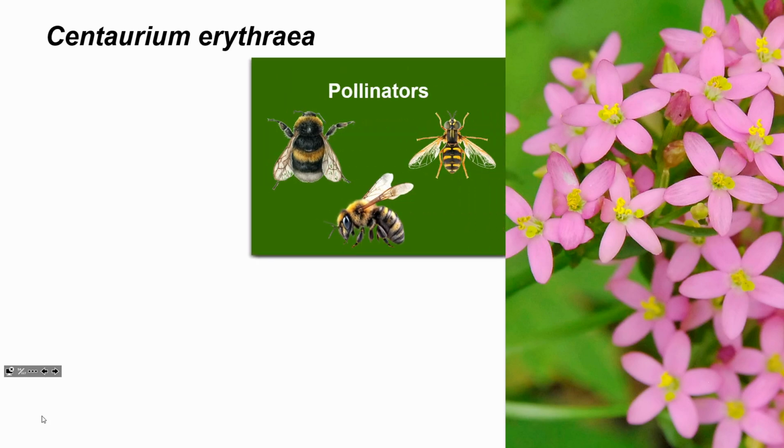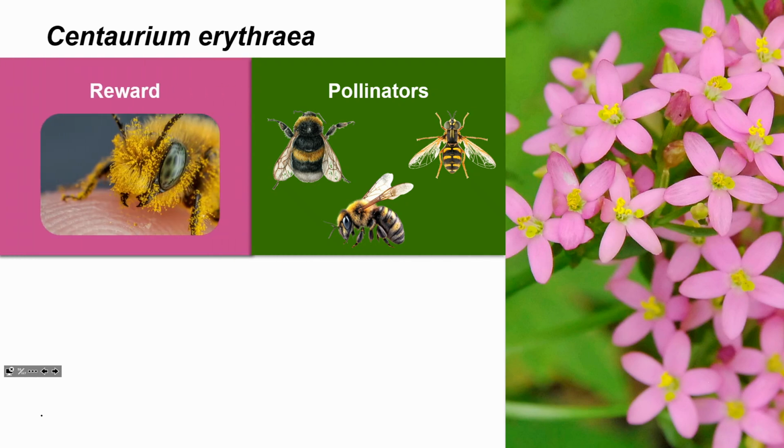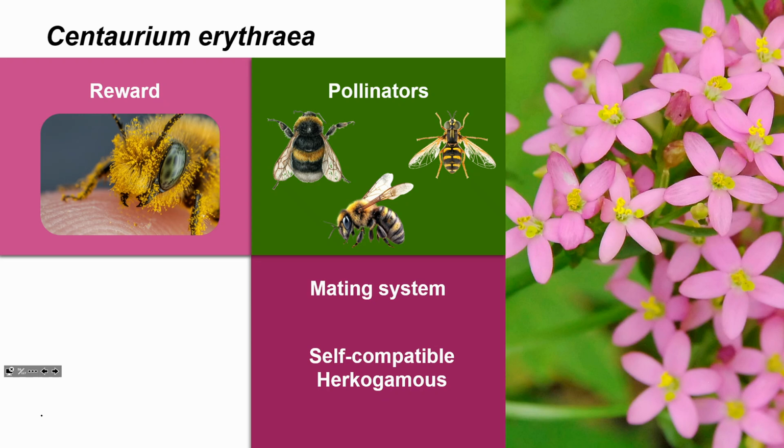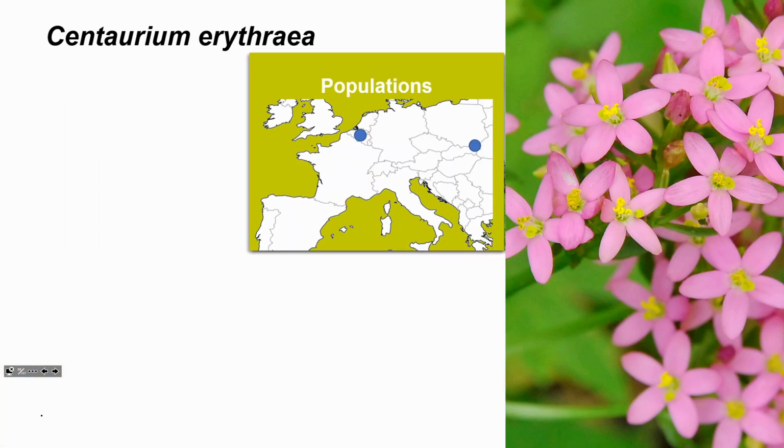This is a species that is predominantly pollinated by bumblebees and hoverflies, but also by bees. It offers pollen as reward. Its mating system is self-compatible and herkogamous, meaning that there is a reciprocity in the distance of anther and stigma in different configurations. And it flowers towards mid to late summer. This might be interesting information for you later on in the presentation. So from Centaurium erythraea, I had 2 populations, one sampled in Belgium in 1992 and then resampled in 2020, and another one sampled in Poland in 2003 and resampled in 2020.